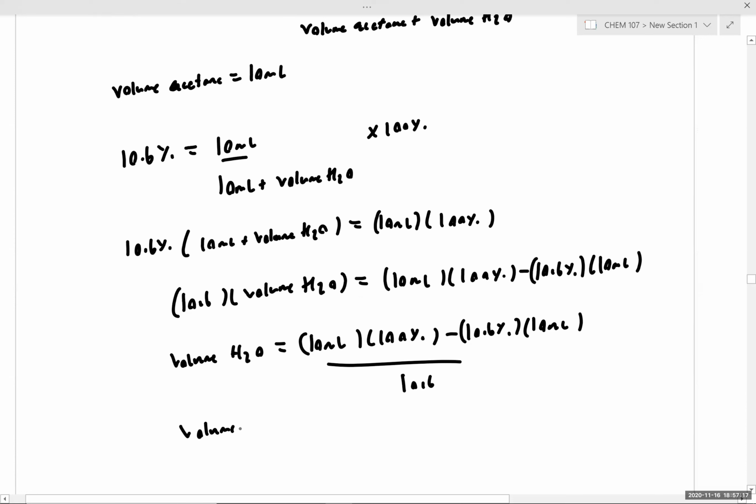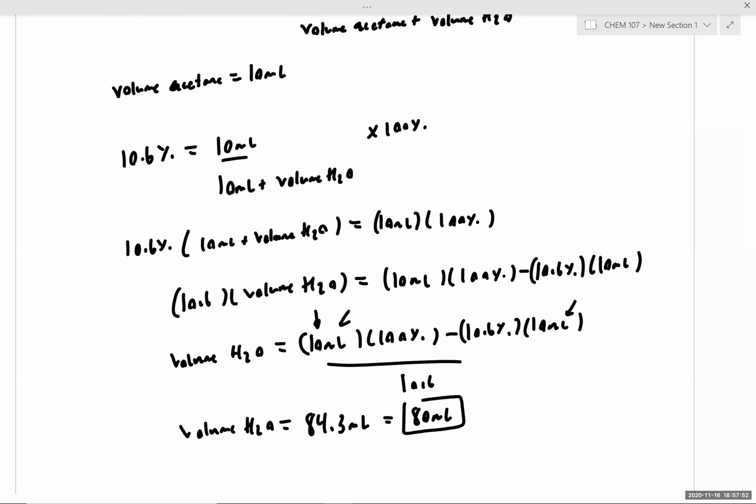Okay, so plugging this into our calculator now, we're still in units of milliliters. So that gives us 10 times 100 minus 10.6 times 10 over 10.6. And that gives us a volume of water of 84.3 mils that we round to 80 milliliters because we're stuck with one significant figure. Notice the trailing zero is not significant and it's just serving as a placeholder.